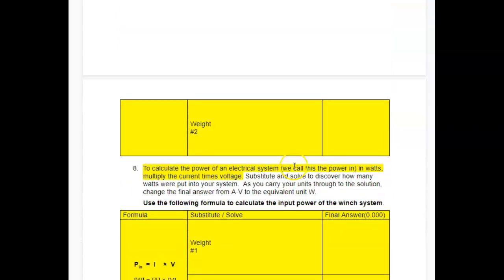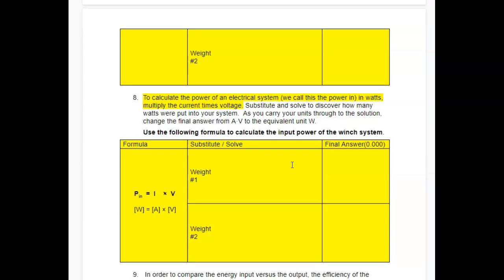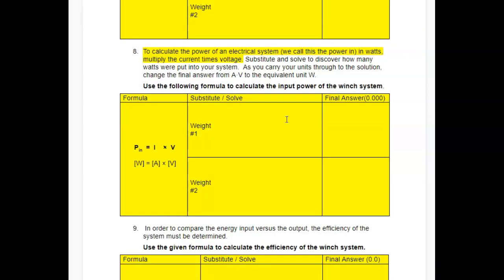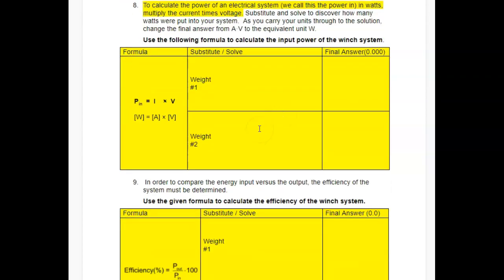I'll let you guys do the work for weight number 2. The same thing, the work to lift weight number 2 divided by the time to lift weight number 2. And then we can go here to calculating the power in. So the power out was the winch lifting the weight. But now the power in was how much electricity it got.